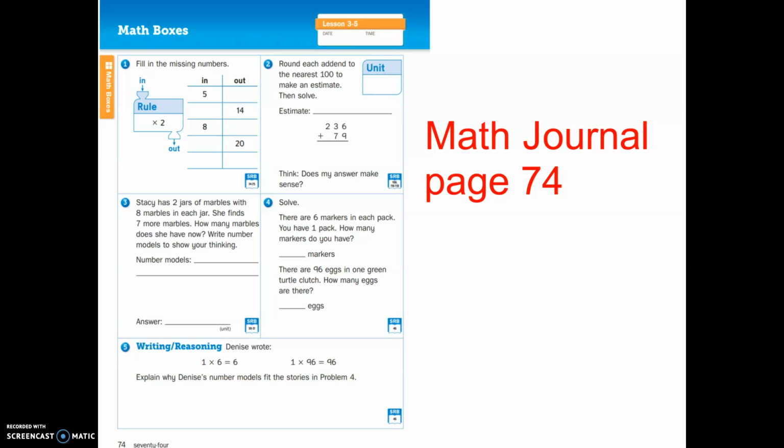Math Journal, page 74 for math boxes 3-5. Okay. Everything that we've done before. And good luck. If you have any questions, make sure you have Mom or Dad email me.